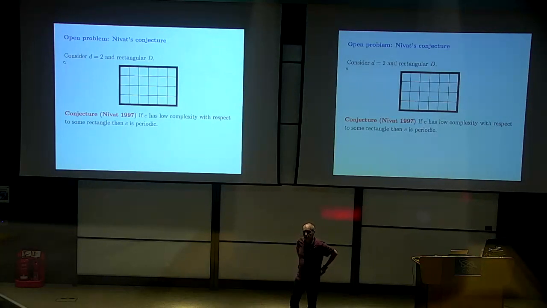So here we consider 2-dimensional colorings only, and the shape that I'm using is some rectangle. Okay, let's say 6 by 4. And the conjecture by Nivat is the following. He claims that if a configuration has low complexity with respect to some rectangle, then this configuration is supposed to be periodic.